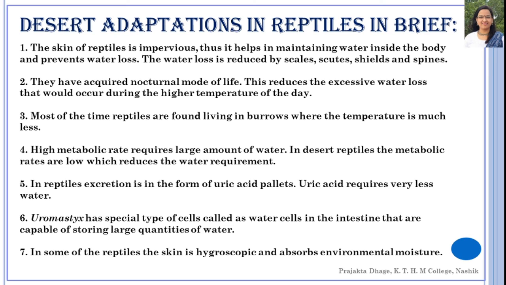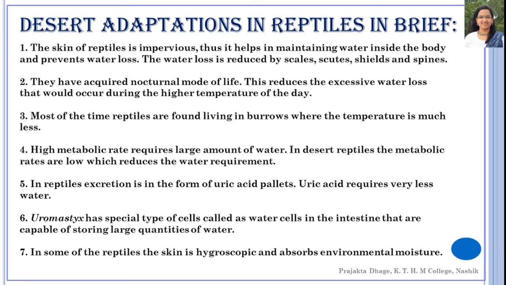High metabolic rates are going to require a large amount of water. Okay, so in desert reptiles the metabolic rates are going to be very low. Now in reptiles, excretion is in the form of uric acid pellets. Now these uric acid pellets require a very small amount of water for excretion. That is why here also it is going to save water.